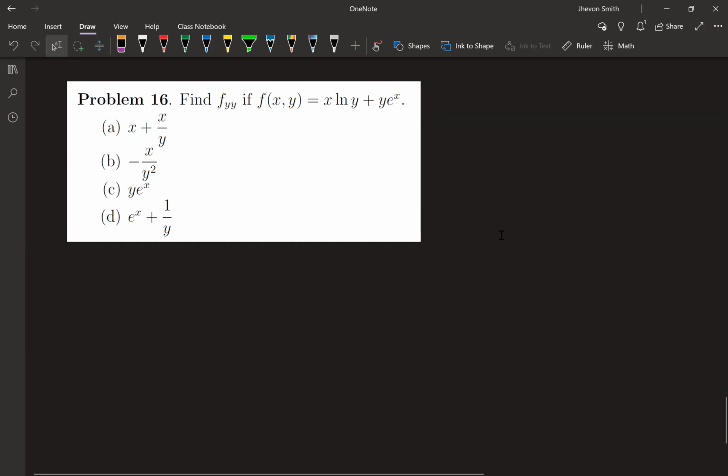Okay, so we have minus x over y squared. Let's actually see. So take the partial with respect to y, then that would be x over y plus e to the x. And take the partial with respect to y again, minus x over y squared, and the e to the x goes away. Right.